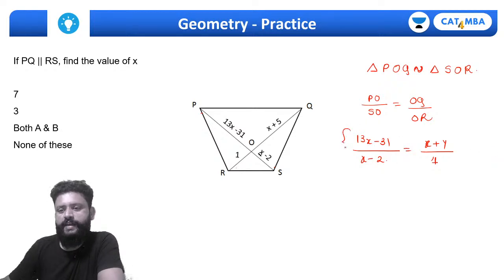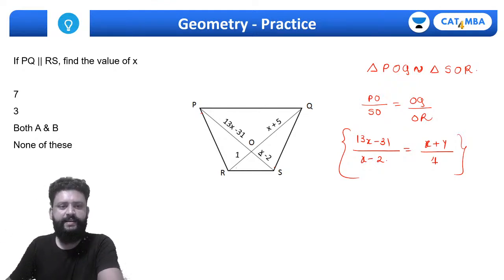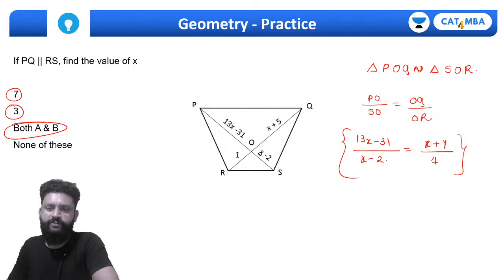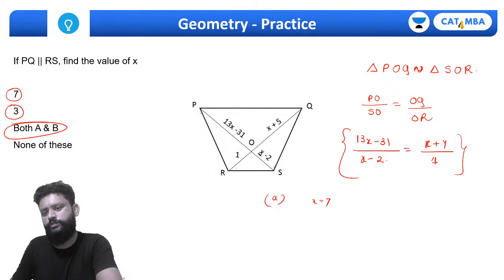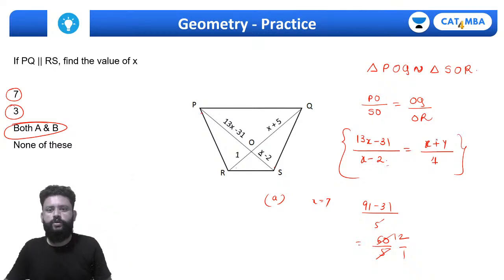Yes, right. Okay, one way you can go for solving this quadratic equation. What is my way to do? I'll recommend look at the answer option 7, 3, easy values guys, and both A and B be answer, so you can try for 7. If I try x as equal to 7, answer option A, put x equal to 7, this has to be 91 minus 31 upon 7 minus 2 has to be 5. So 60 by 5, it is 12 upon 1, and if you put it here, OQ is sorry, it's x plus 5. So 7 plus 5 is 12 upon 1.